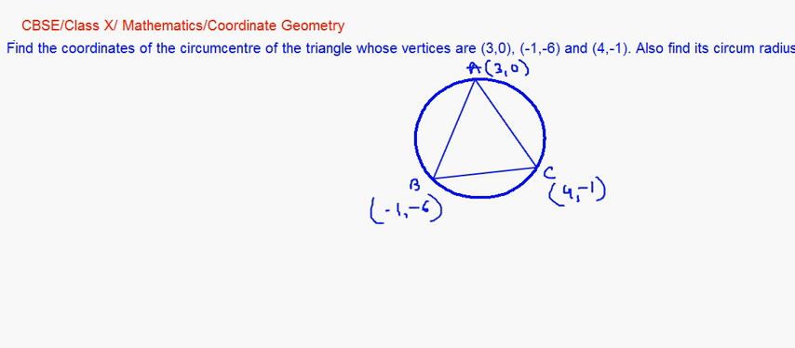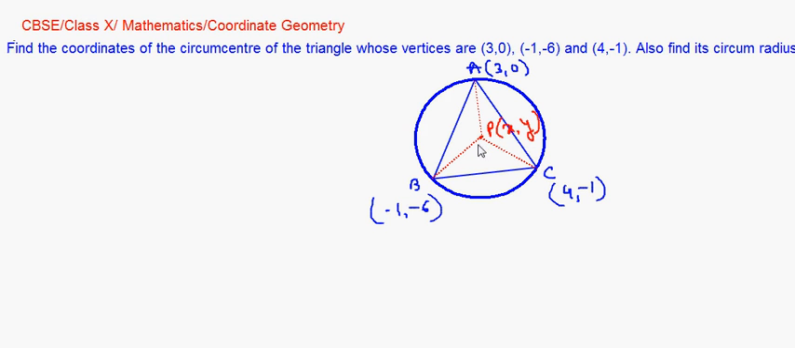What is a circumcenter? Circumcenter of a triangle is the point which is equidistant from the vertices. So I just try to assume that it is here, and it should be equidistant from A, B as well as C. I can give a name to the center as well, so maybe P, and I assume the coordinates of P being X and Y.